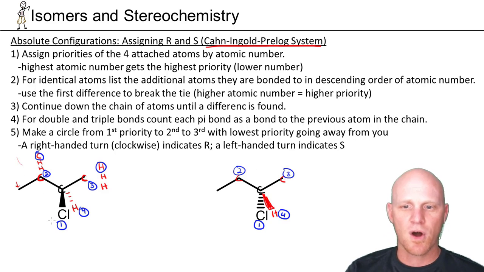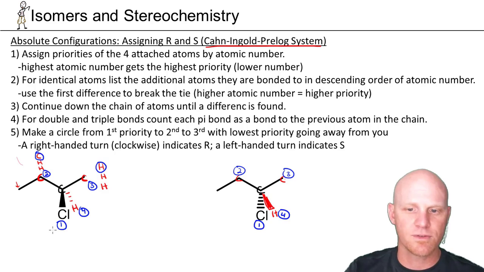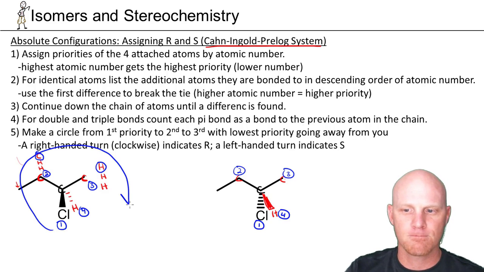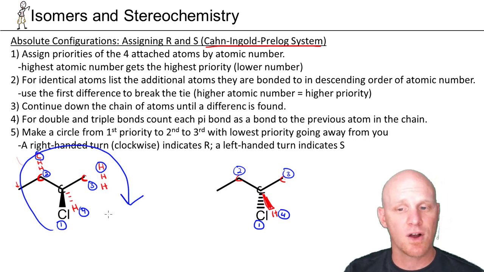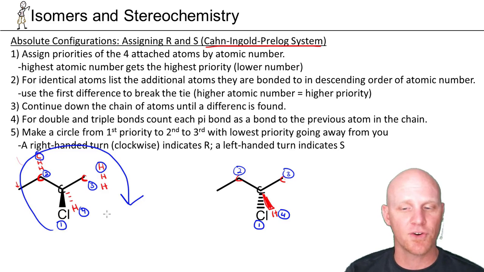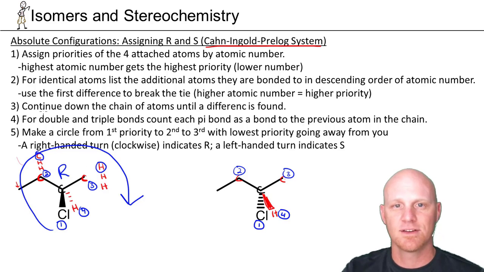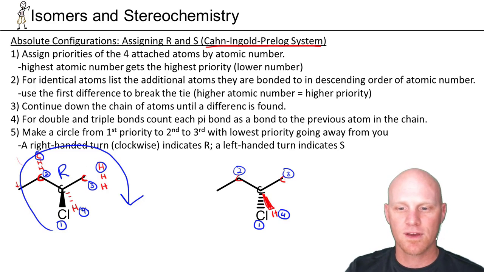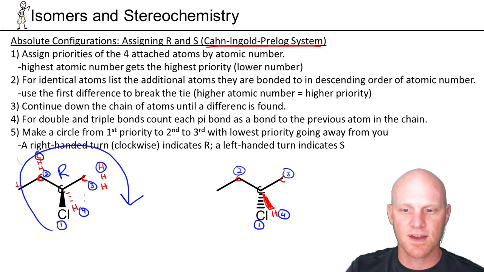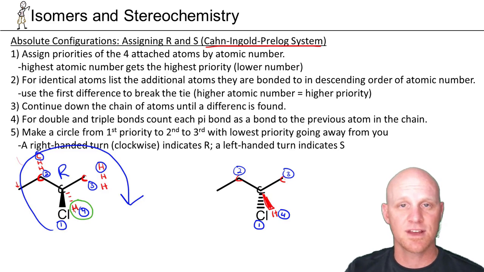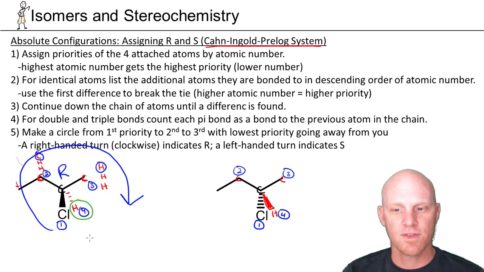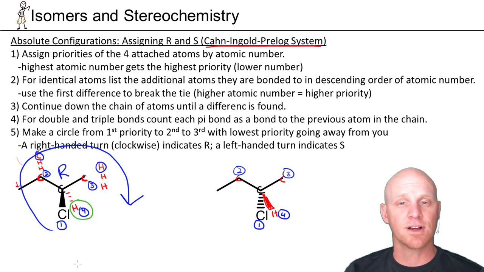So if you draw now a circle from 1 to 2 to 3, in this case, that's clockwise, or as I like to say, a right-handed turn if you were turning a steering wheel, and that corresponds to R. And it only corresponds to R if one thing is true, and that one thing has to be that your lowest priority group, the number 4 priority, which is a hydrogen in this case, is in the dashed position, going away from you. So in this case, this right-handed turn, if you were to face the other side of the molecule, would actually look like a left-handed turn.